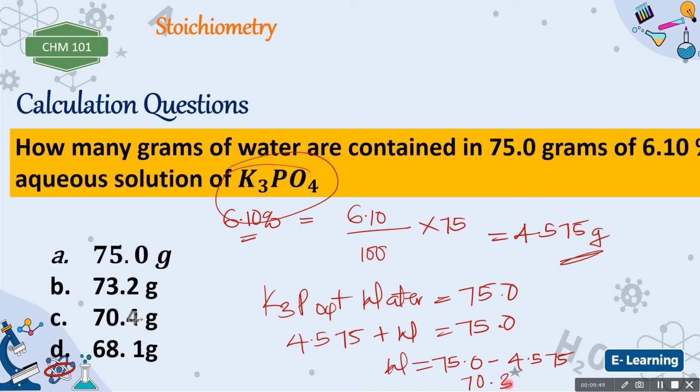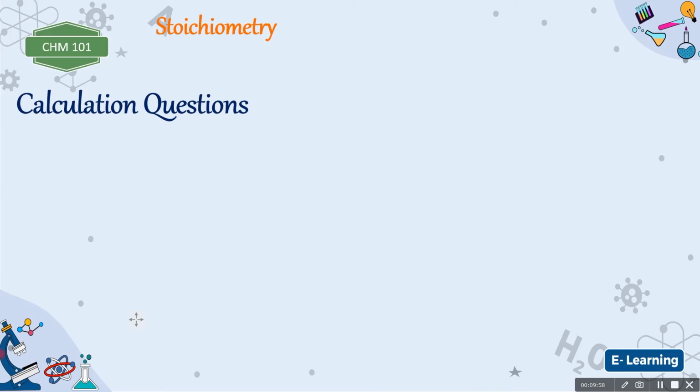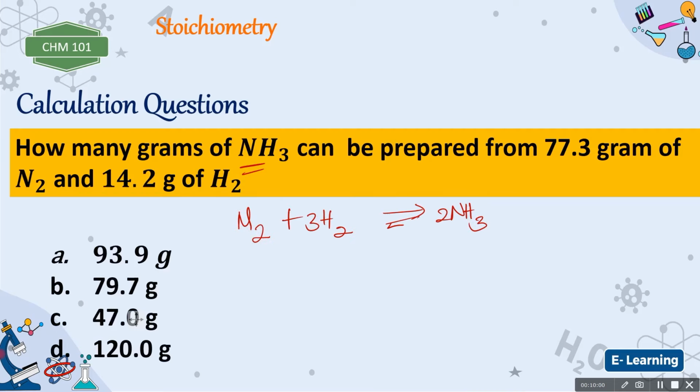If you want to go with any of the options here, you go with 70.4, which is option C. And I believe that is the end. I was actually considering my battery to solve this particular question.